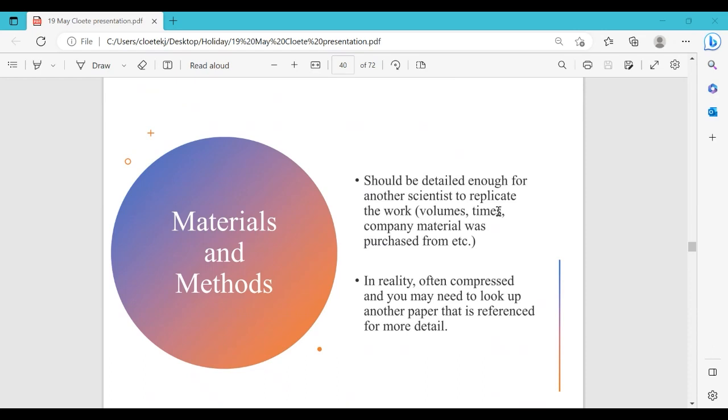What were, for example, the volumes or concentrations of solutions that people used? What were the reaction times? Where did they purchase certain materials from? Did they, for example, order chemicals from Sigma? Were these chemicals analytical grade purity? Have a look at this.